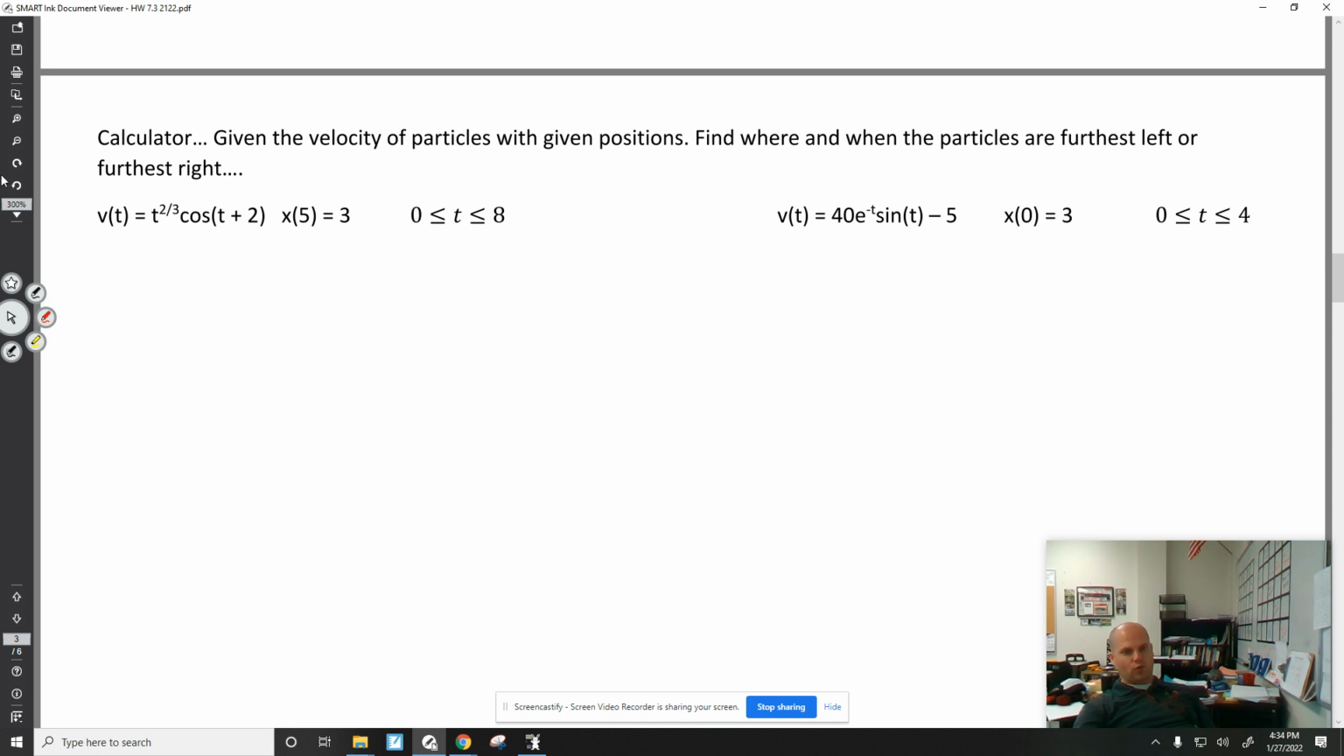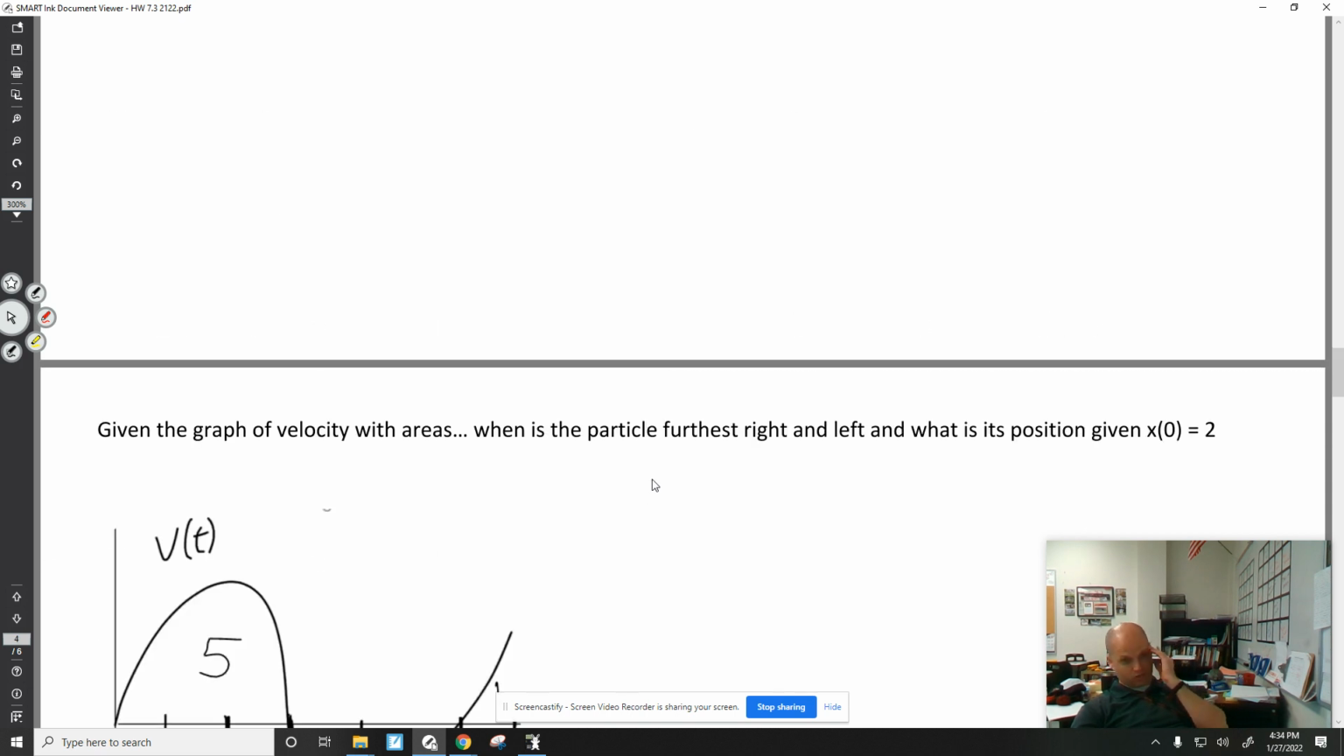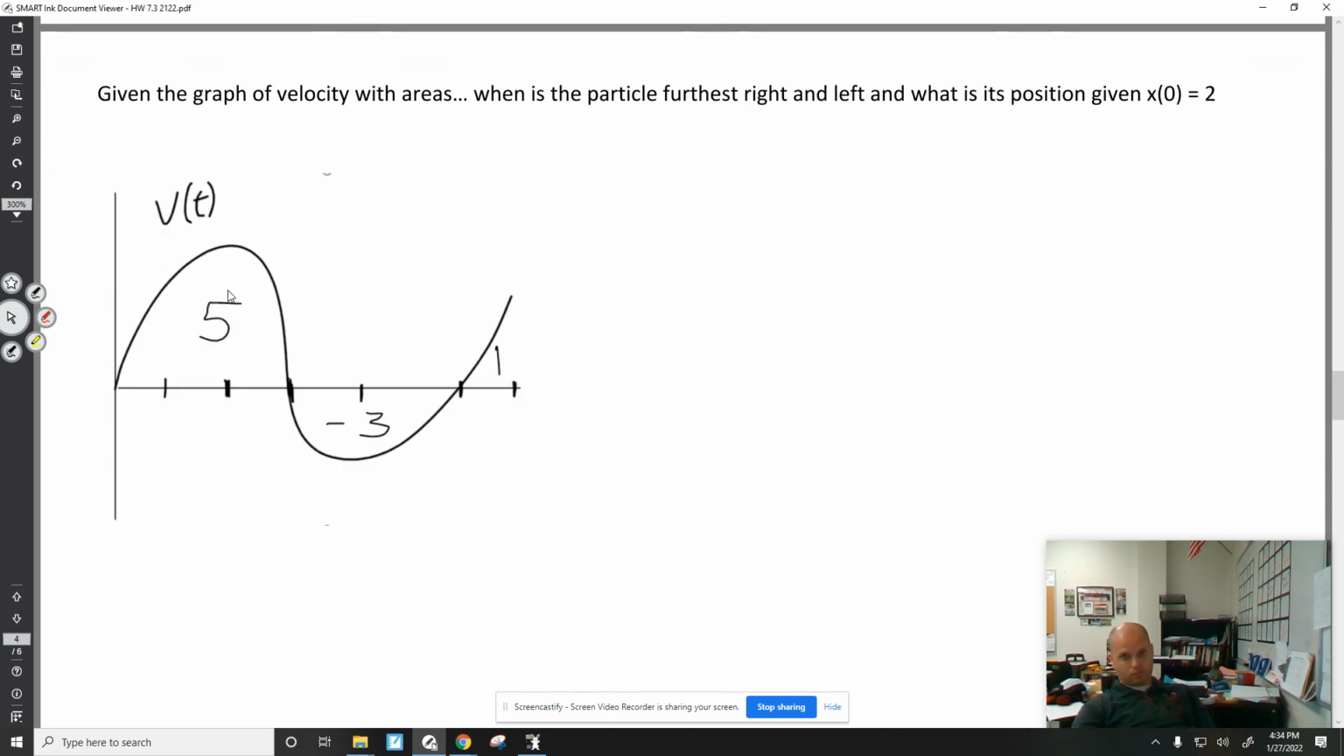When are we furthest left or furthest right? I'm given a velocity. I'm given a position. Okay. Now, before we do these questions, let's start with this one. I'm sorry that I'm not going in order. But if you understand this one, then you will understand how to do the other ones.